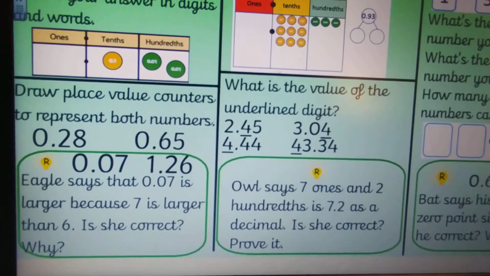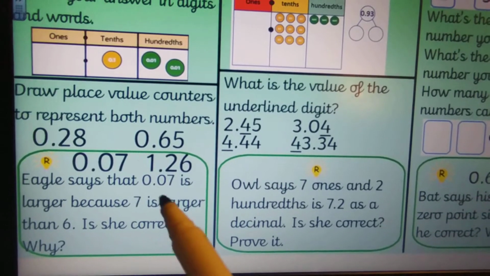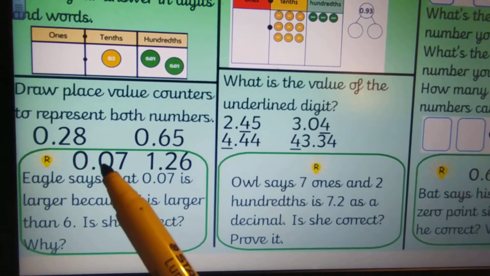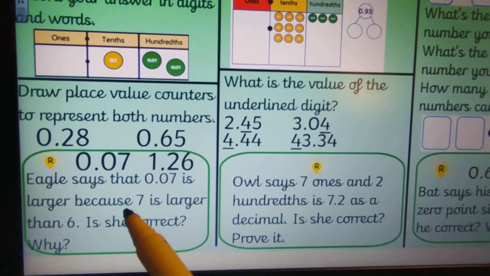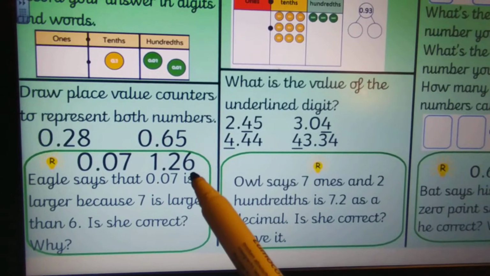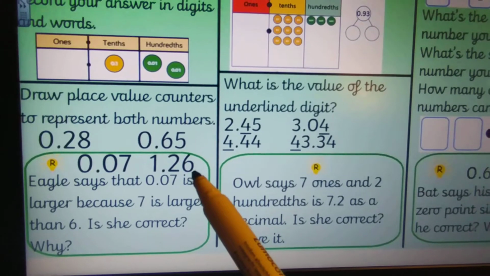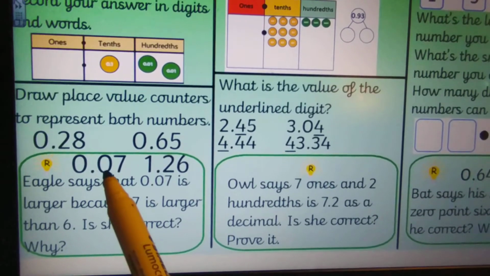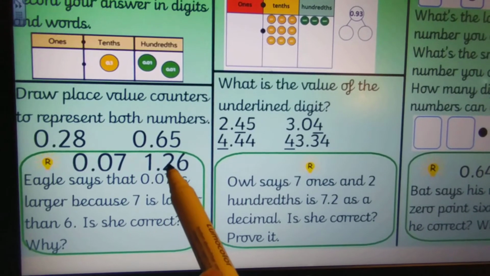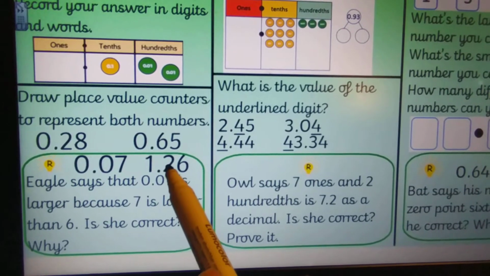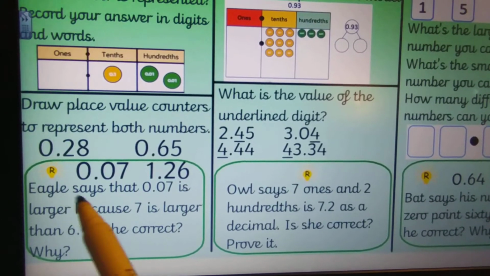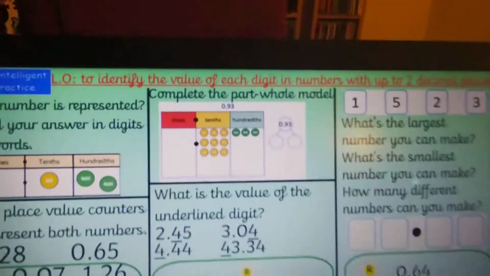And then you've got a reasoning question. So we've got Eagle says that 0.07, I've put it here for you, is larger because 7 is larger than 6. So you just need to say whether you agree or disagree. Do you think this number is larger than this number? And try and explain if you think Eagle is correct or if you think she is wrong.